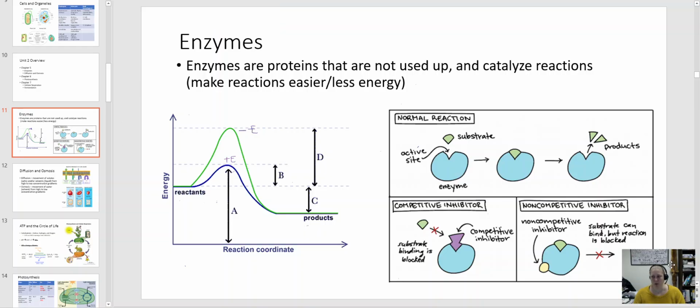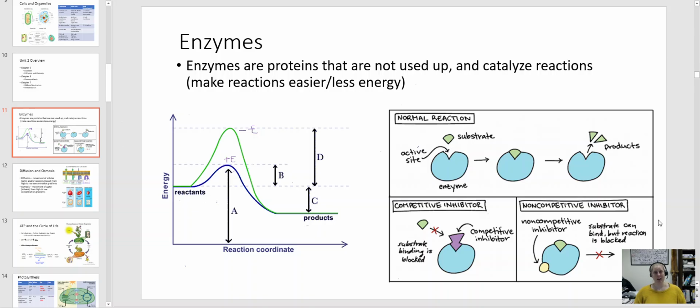Enzymes are controlled in a variety of manners, including things like pH, gene expression and regulation, because again, that's where we build our proteins from, and things like competitive and non-competitive inhibitors.